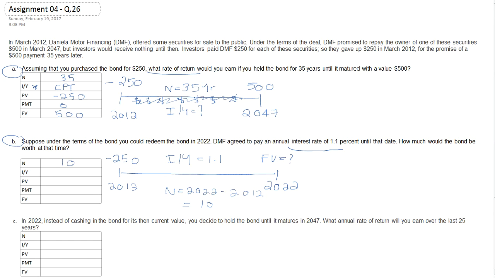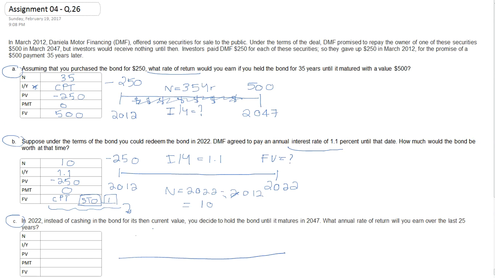So we simply put N here, IY 1.1, PV 250, PMT 0, and FV is what you need to compute. One thing though, I suggest you store this. Once you click compute, it shows your answer. You punch on store and put the number in. I put number 1 here because we need to use this information in part C. So store the answer that you got for future value in part B in order to use it in part C.